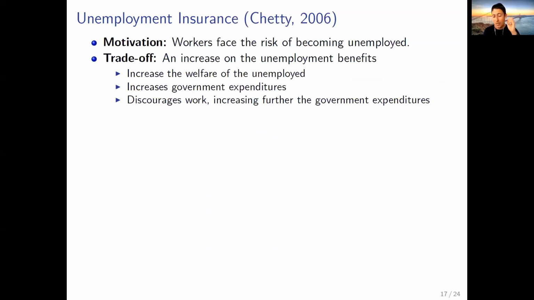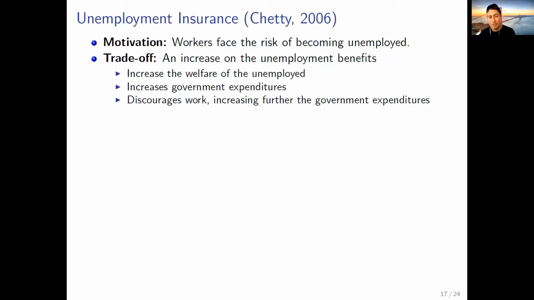Okay, finally, I also want to talk a little bit about another example, which is unemployment insurance. So that's another important policy in which the motivation is that workers face the risk of becoming unemployed, right? So the trade-off here is that an increase in the unemployment benefits increases the welfare of the unemployed, right? You feel safer upon unemployment, but it also increases the government expenditures, right? So the government will be spending more money as they transfer more money to the unemployed.